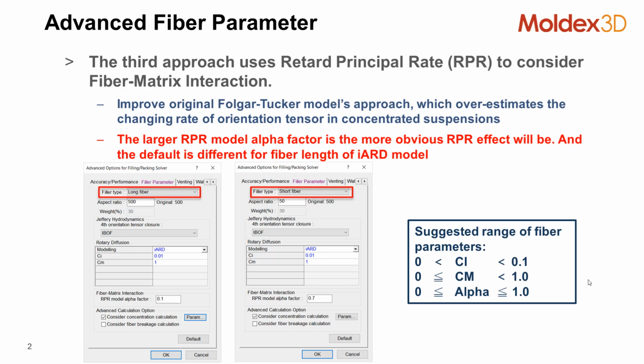Now let's take a look at the suggested values for all the parameters that we have mentioned before. For rotary diffusion, the suggested value for CI, which is the fiber-to-fiber interaction, is 0 to 0.1. And for CM, the fiber-to-matrix interaction, the suggested value is between 0 to 1. The same for alpha, the suggested value is also from 0 to 1.